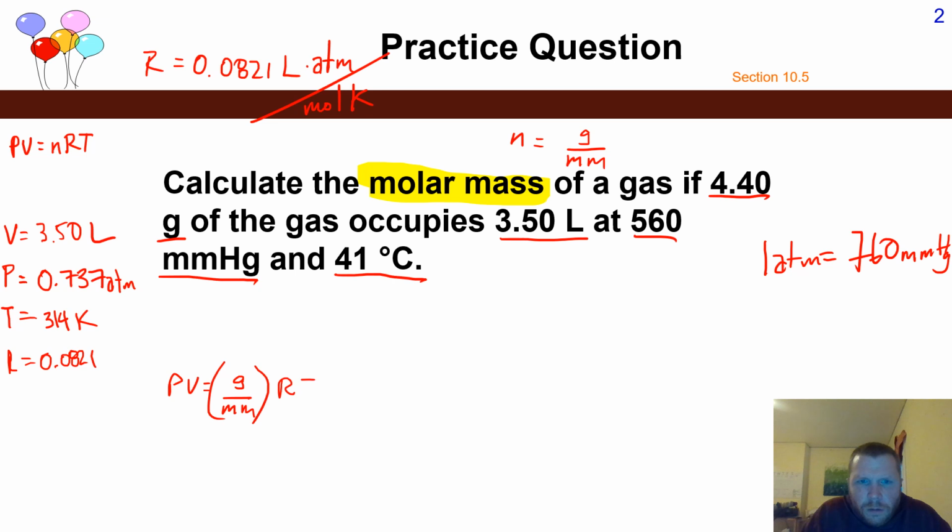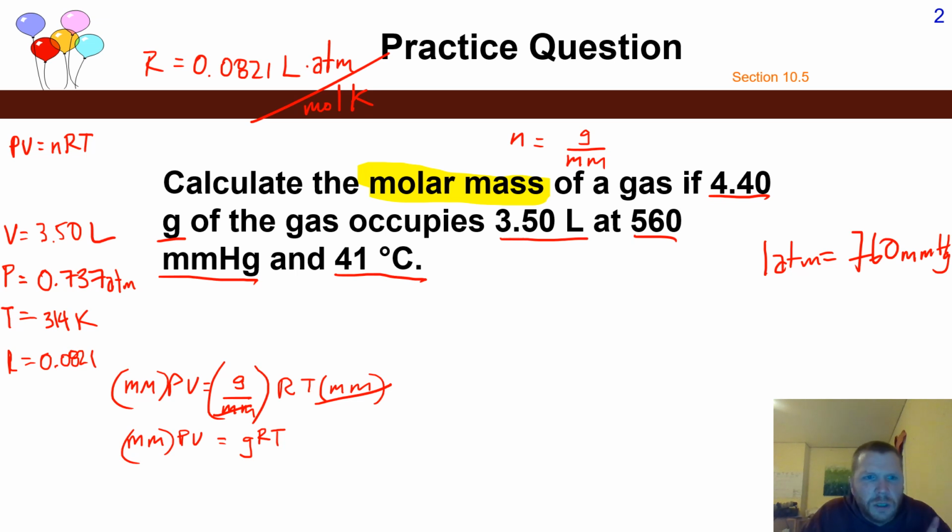I'm going to multiply each side by molar mass. Cross that out, multiply this side by molar mass. Now, I've got MM times PV equals GRT.